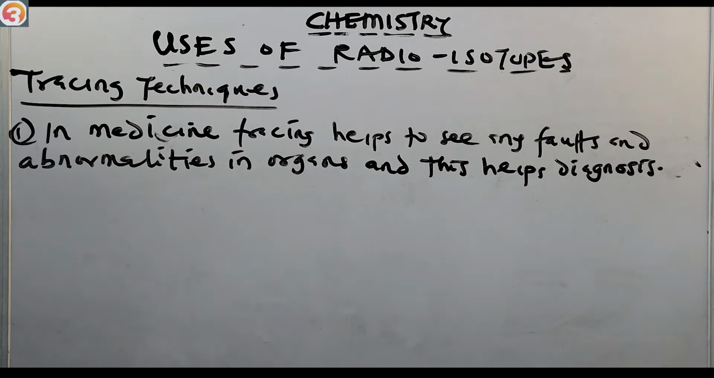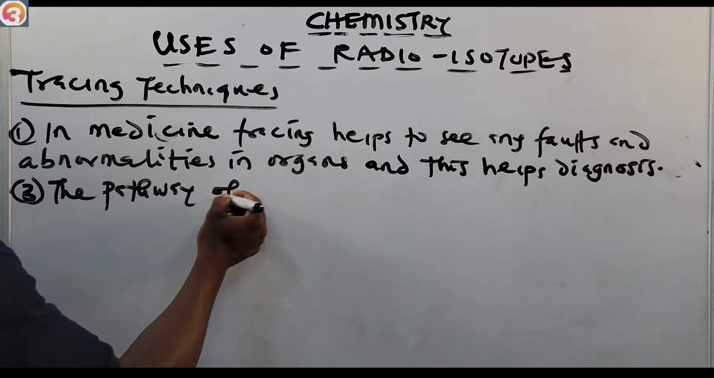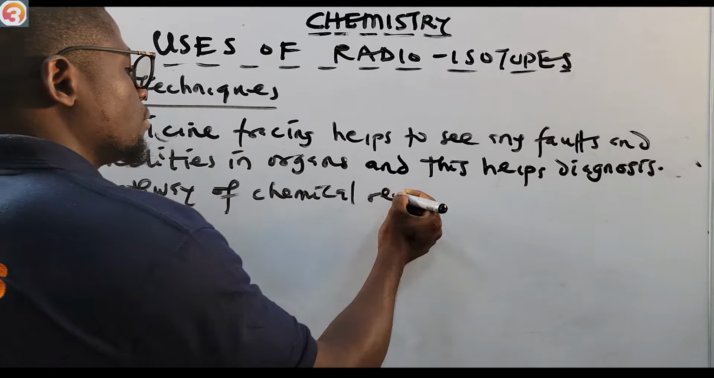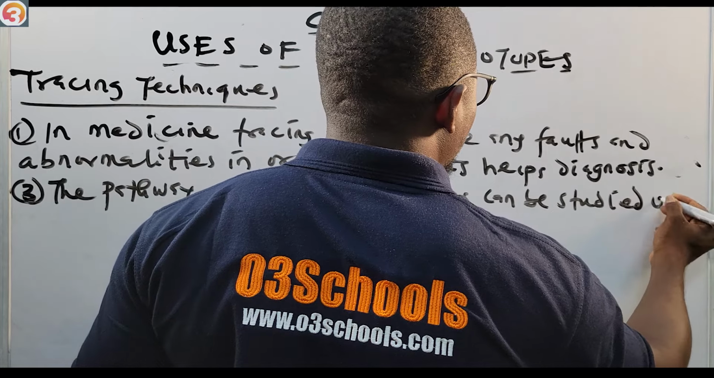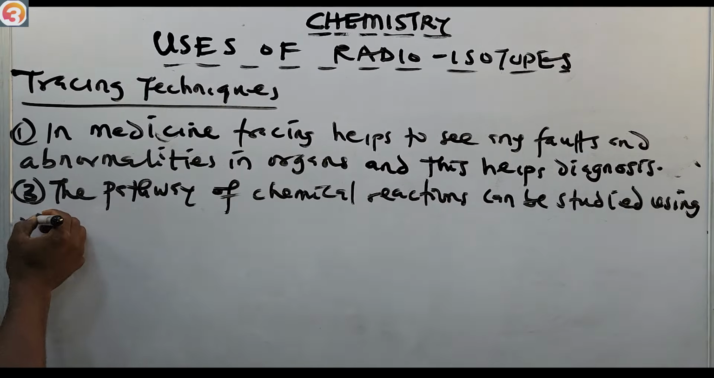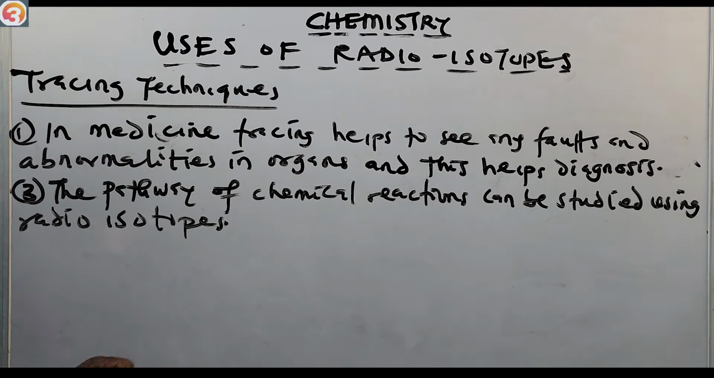Also, the pathway of chemical reactions may be studied using radioisotopes. The reaction pathway, that is, how reactants turn into a product, can be studied using radioisotopes. So that is also another application of radioisotopes in tracing. That's a tracing technique.